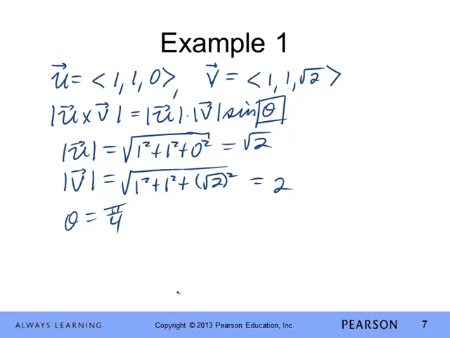So the magnitude of u cross v is going to be magnitude u, which is square root of 2, times magnitude v, which is 2, times the sine of pi over 4. Sine of pi over 4 is 1 over square root of 2. So the result, of course, after you cancel the root 2's, is 2. So there's the magnitude of u cross v.